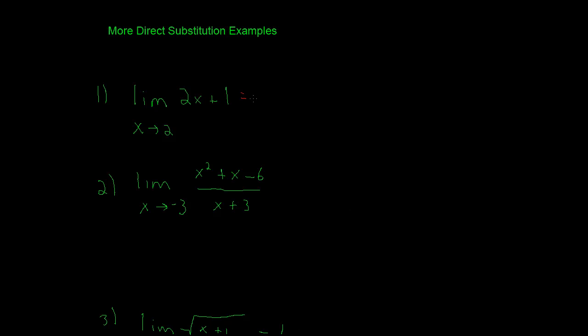So the direct substitution method is exactly what it sounds like. Whatever it is we're approaching, in this case it's 2, we're going to directly substitute it into our function, evaluate it, and that should be our limit. So 2 times 2 is 4, plus 1 is 5, and we're done. The limit of this thing as x approaches 2 is equal to 5. Now you could check that graphically on your calculator. You can even go into your table and plug in values that get really close to 2 to confirm that that limit really is 5.